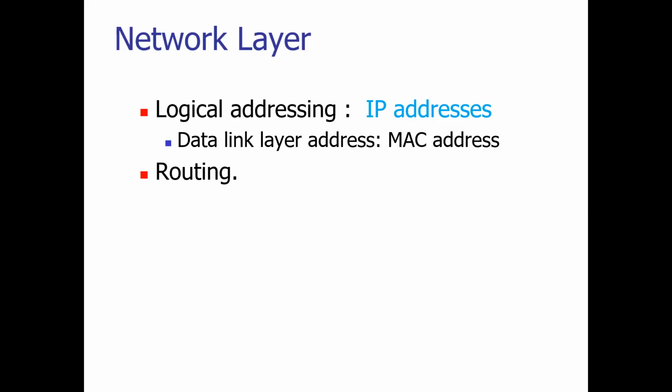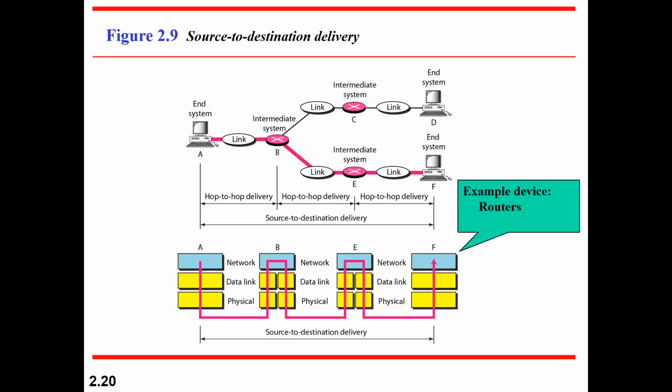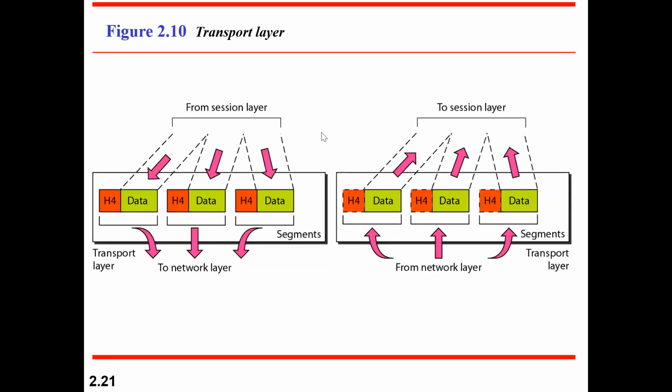In the data link layer, the address is in terms of physical address, the media access control address. Here, routing is very important. Now we'll be adding one more layer to the previous example. Network to network is source to destination delivery, whereas in between it is hop to hop delivery. That's all. Next one is the transport layer.